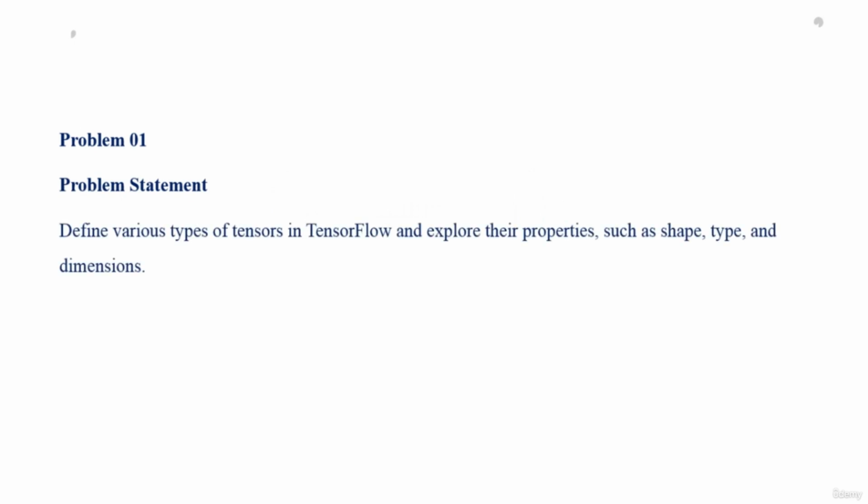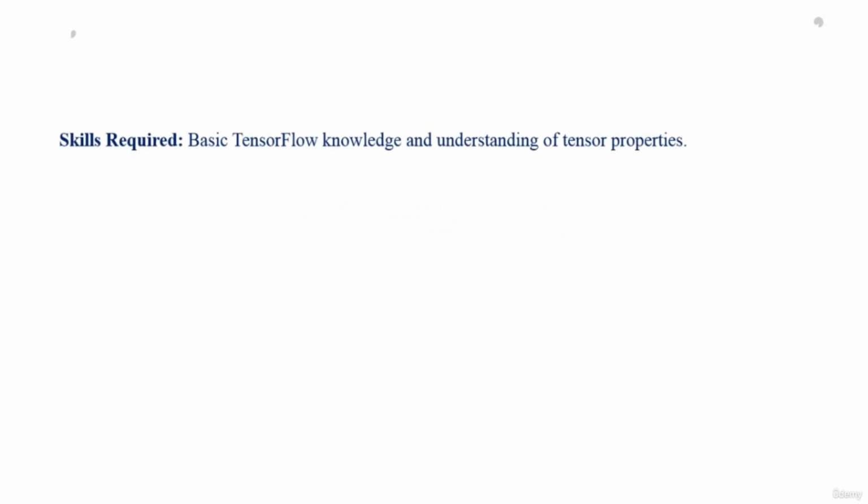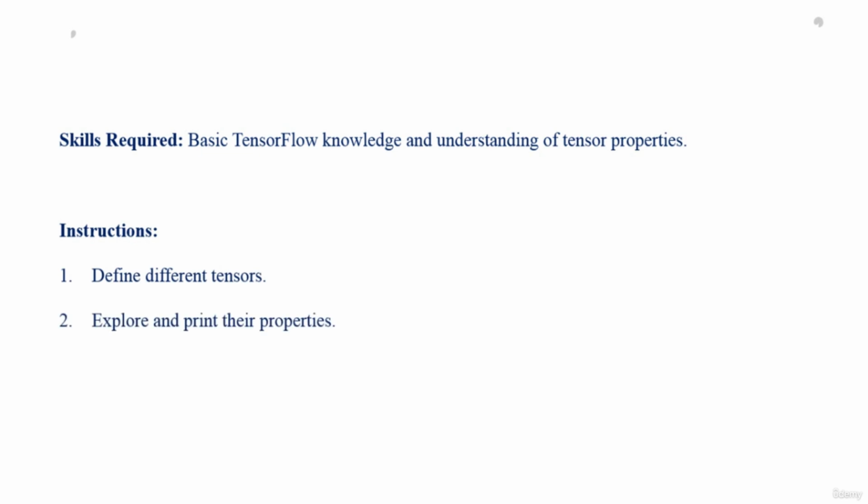Section 02. Problem 01. Problem statement. Define various types of tensors in TensorFlow and explore their properties, such as shape, type, and dimensions. Skills required: basic TensorFlow knowledge and understanding of tensor properties. Instructions. Define different tensors. Explore and print their properties.